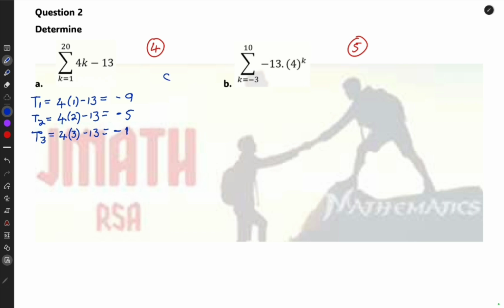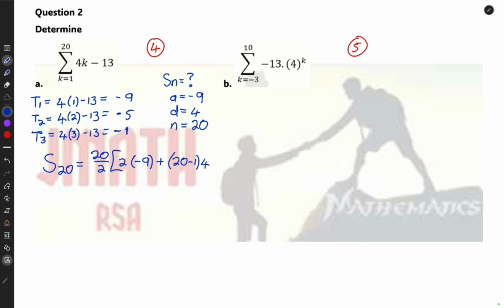So if I make my list, I want to work out Sn. I can see a is minus 9. d is 4. n is the top number minus the bottom number plus 1. So it's just 20 in this case. And then I can just go and sub it into the normal Sn formula. So S20 would equal 20 over 2, then 2a plus n minus 1 times d. Type it all in the calculator and you would see the answer is 580.